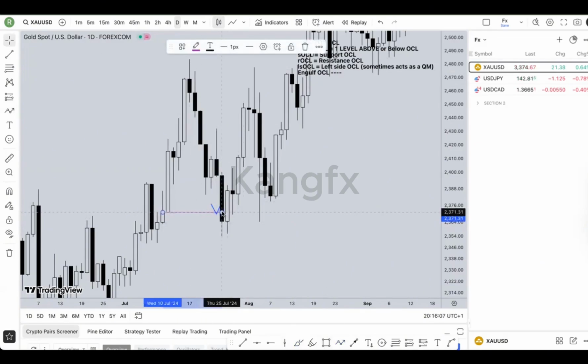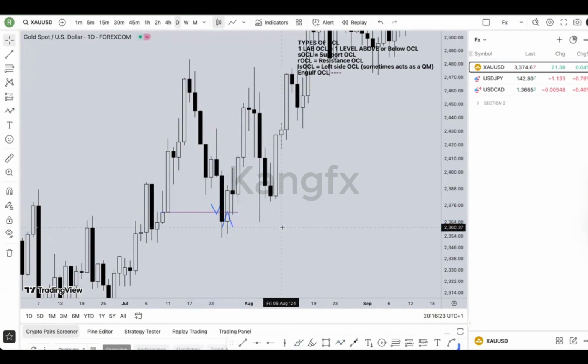Now the market coming back, it was now supposed to act as what? Break it the first time. Market coming back now was supposed to act as what? As a resistance. But it broke through it the second time. So when the market came back, it acted as the LS left side OCL. See how the market touched it. Very perfect. See how it touched it and left.